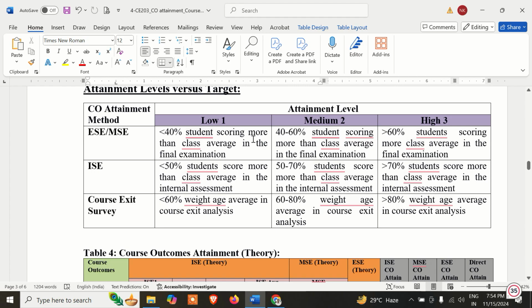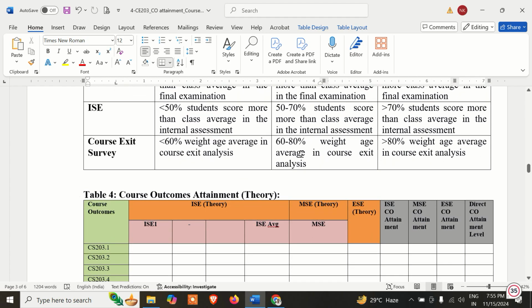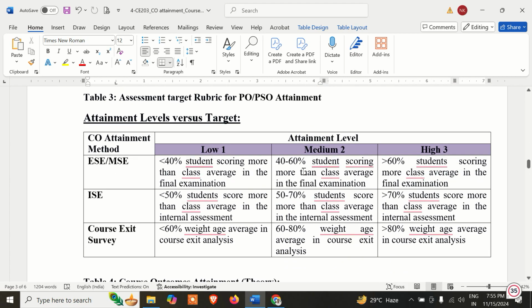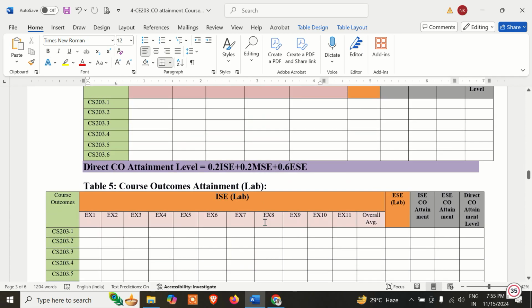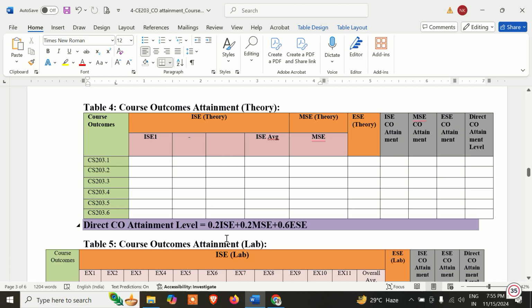Alright, so this attainment level, as we have discussed, ESE is generally a paper-based exam conducted by the exam section. That's the reason the scaling is slightly tough, slightly difficult. However, ISC is medium and the course exit is a little bit liberal. That's why 60 to 80% is considered as medium. However, in the end semester examination, 40 to 60% achievement itself is considered as medium. So that's how one can think of the quality of the assessment.